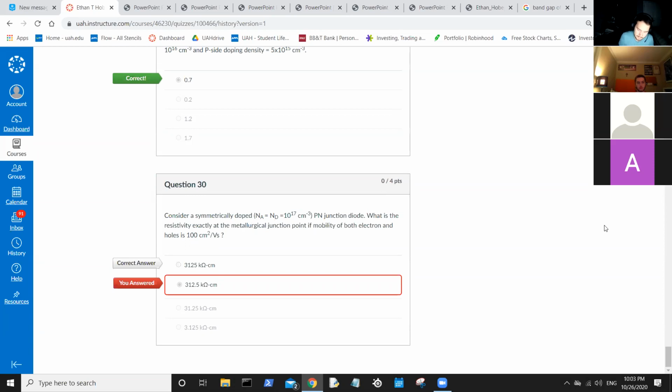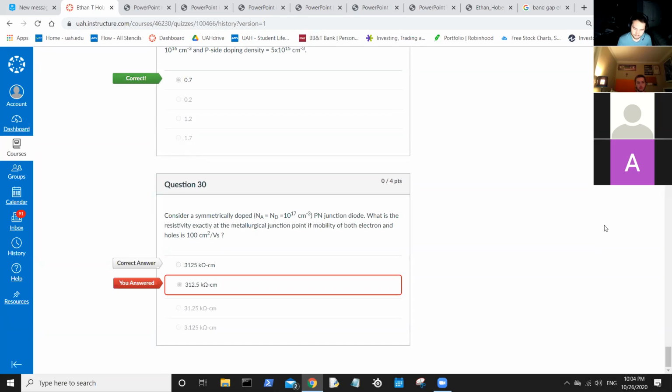So let's see, if N times P is equal to Ni squared, we know Ni squared is 10 to the 20th power. And now if these are equal to each other, N times P is simply going to be N squared or P squared, doesn't matter, they're the same. So we'll just say N squared. Solve for that. Square root of 10 to the 20th is going to be 10 to the 10th, right? Now you have 10 to the 10th.